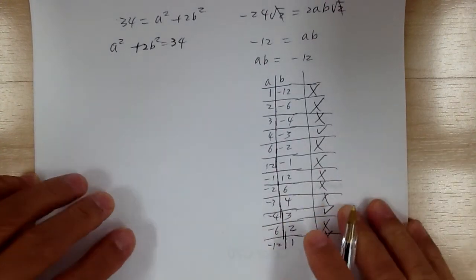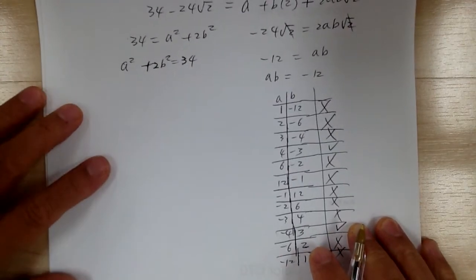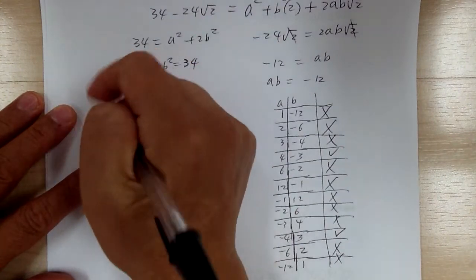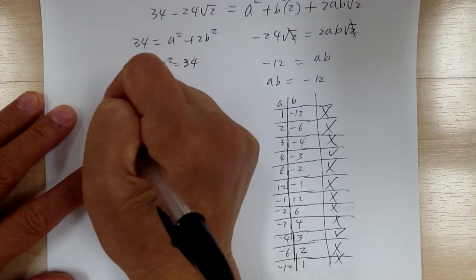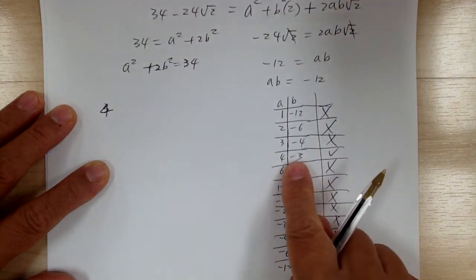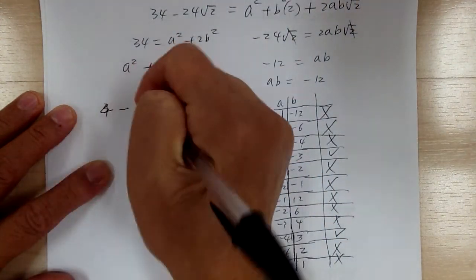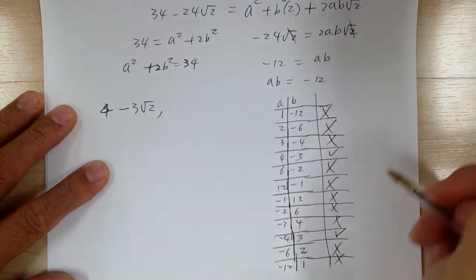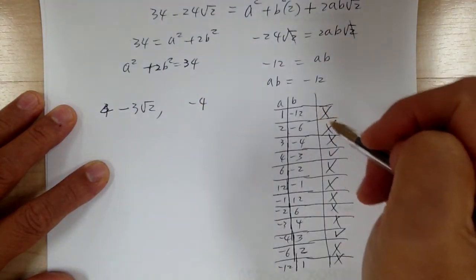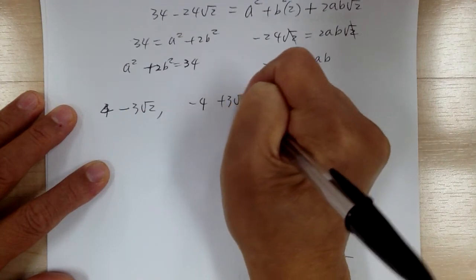So now you have to check. You've got two possibilities. You've got 3 and 4, so this one over here gives 4 minus 3 square root of 2, and this one gives negative 4 plus 3 square root of 2.